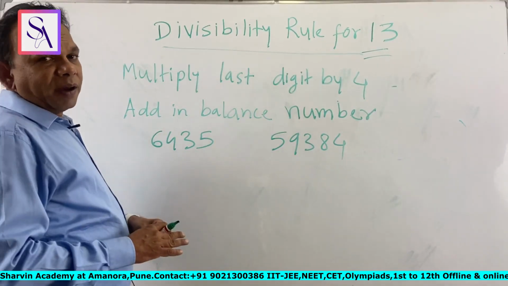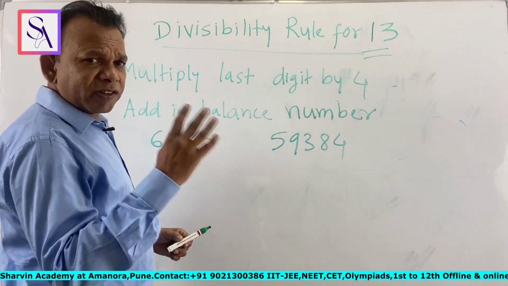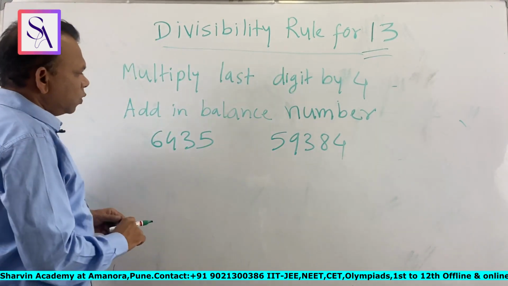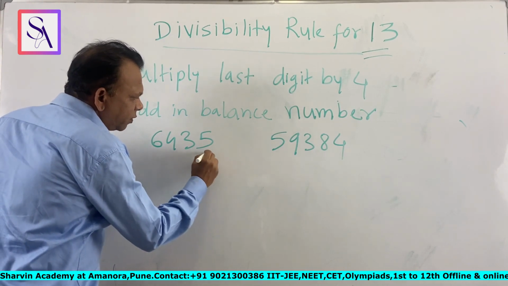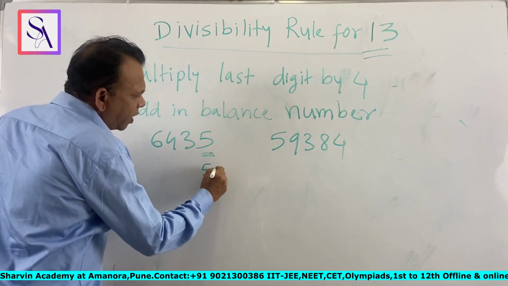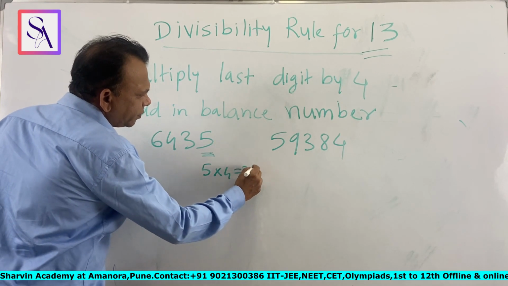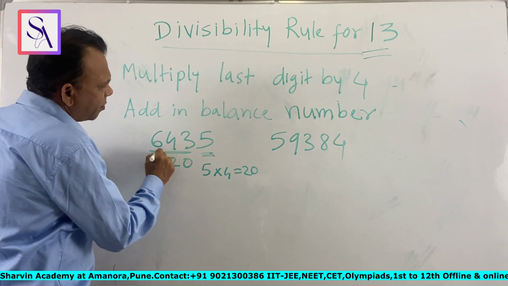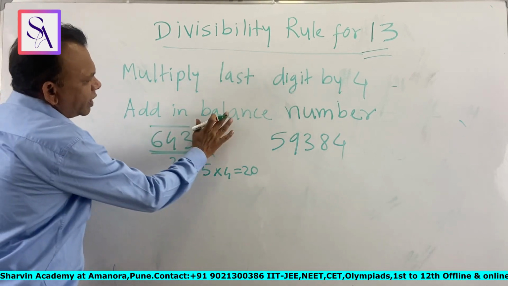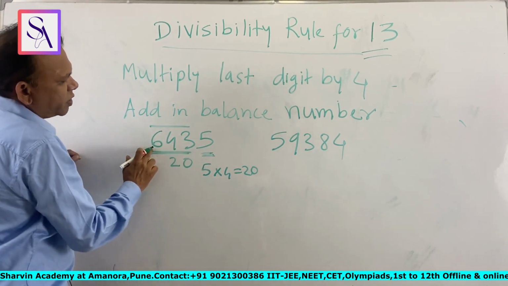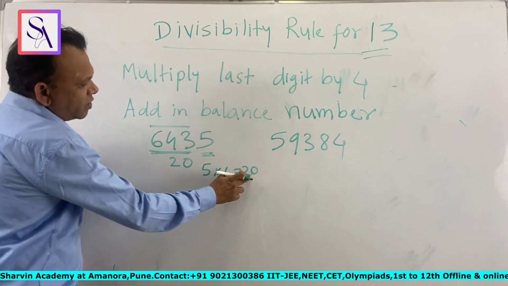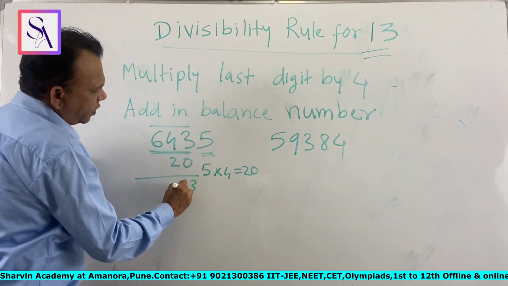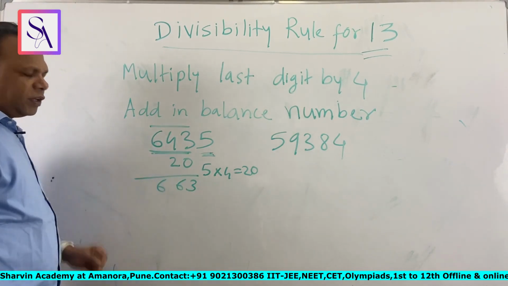So here the magic number is 4. Just remember this number 4 in the divisibility rule for 13. So last digit is 5. You have to multiply this 5 by 4, that is 20, and you have to add 20 to this number, leaving that last digit, whatever number is formed, 643. You have to add this 20 here. So 663, right?